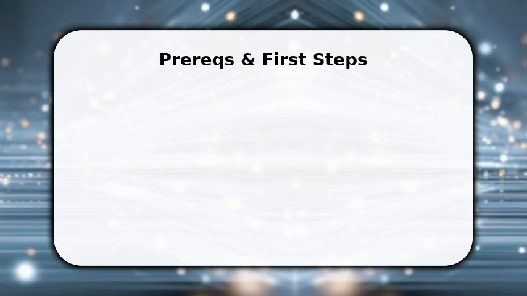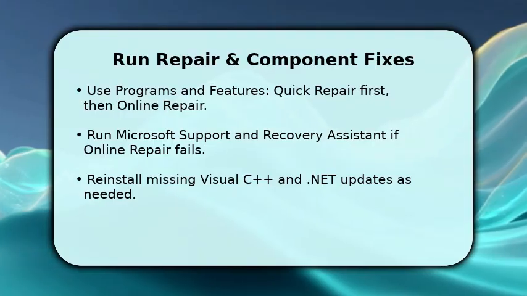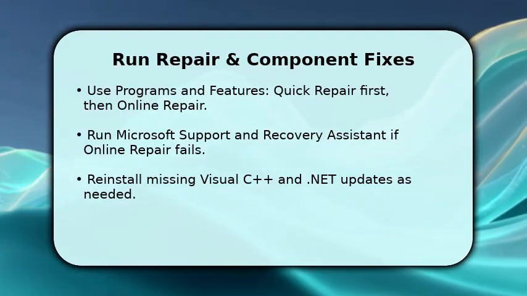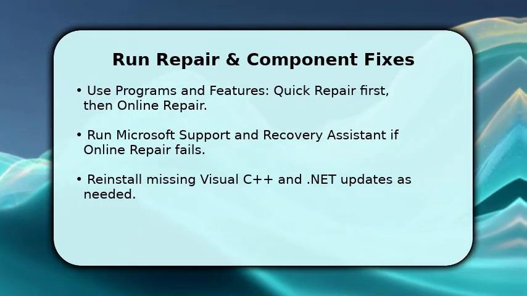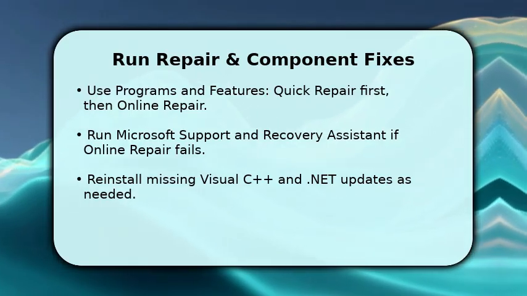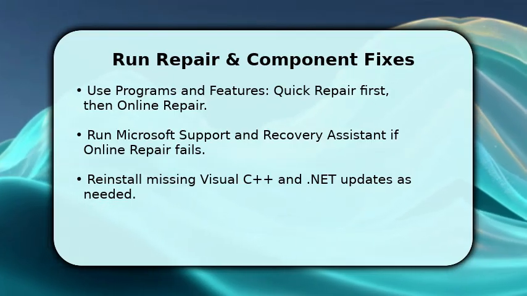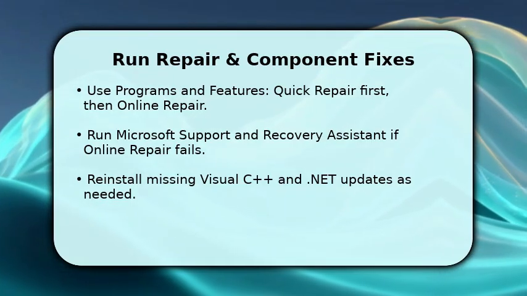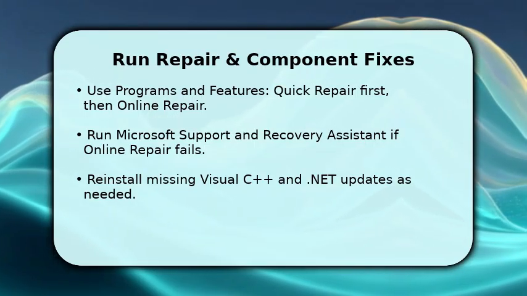Now proceed to the built-in repair tool in Control Panel. Open Programs and Features, select Microsoft Office, and choose Quick Repair. It fixes common file issues without network use. If problems persist, run Online Repair, which reinstalls core files. This fixes corrupted binaries. Next, run the Microsoft Support and Recovery Assistant to detect license or configuration errors.